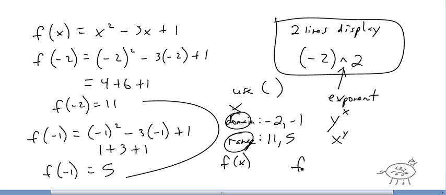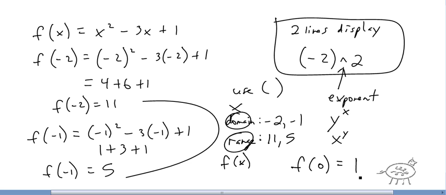Now, the really easy one is if I did f of 0. f of 0 is always my favorite because when you put a 0 in, what happens to the x squared and the 3x? That just goes away, right? It just cancels out. It's 0. And you just have 1. So f of 0 is 1. Pretty easy.